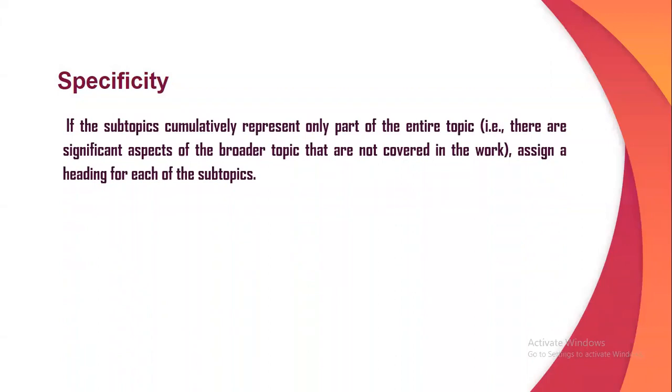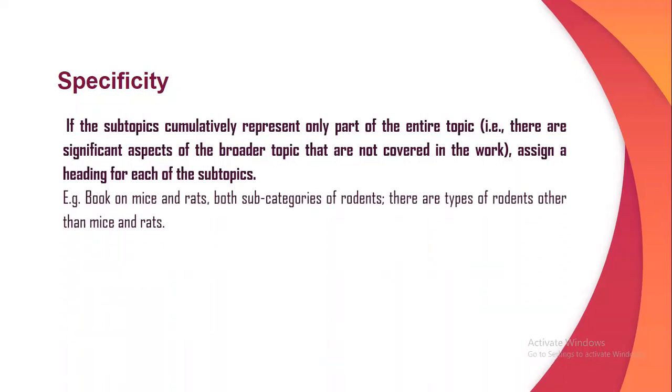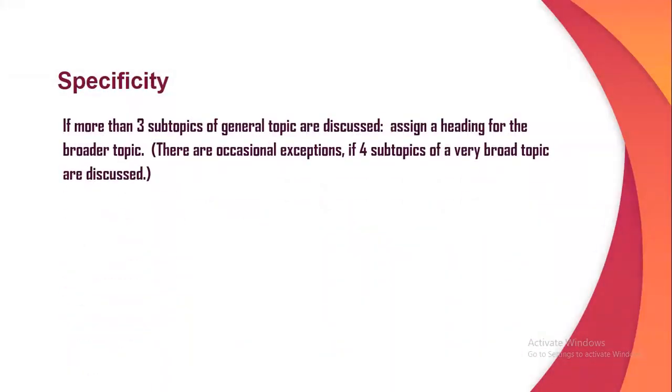Next, if the subtopics cumulatively represent only part of the entire topic, so there are significant aspects of the broader topic that are not covered in the work, assign a heading for each of the subtopics. Example, a book on mice and rats, both subcategories of rodents. There are types of rodents other than mice and rats, so you assign mice and you assign rats, not rodents. Okay? If more than 3 subtopics of a general topic are discussed, assign a heading for the broader topic.